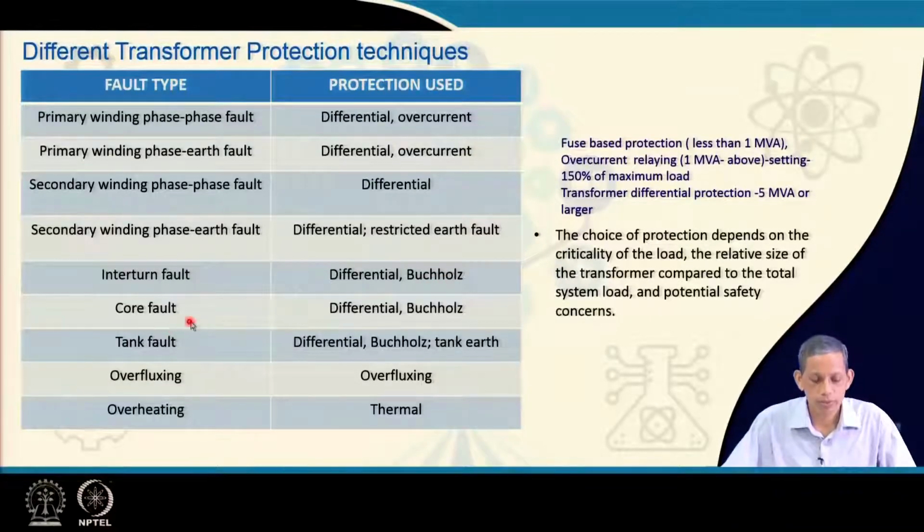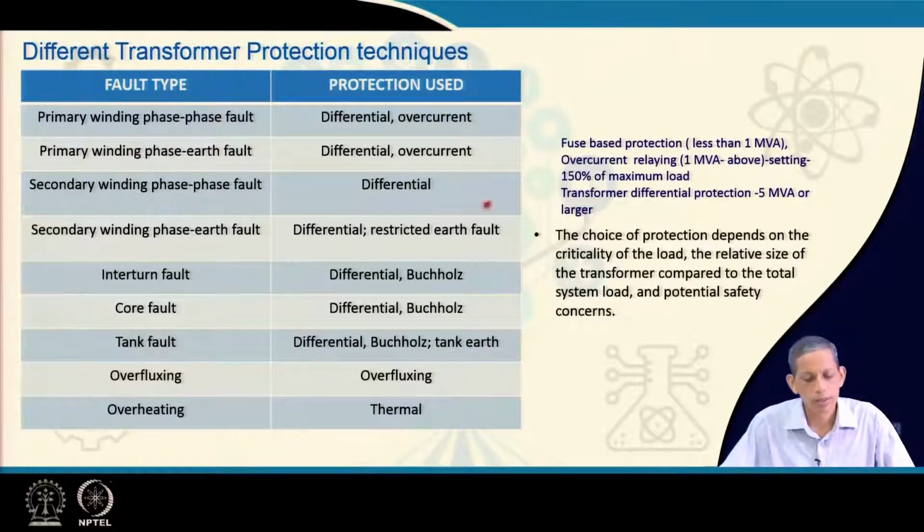Core faults: differential and likewise the Buchholz relay. Tank fault: differential, Buchholz and tank earth detection. For overfluxing, we have an overfluxing arrangement in relaying, with different harmonic component estimation. Overheating is a thermal issue, so temperature sensing should be there for the protection perspective.